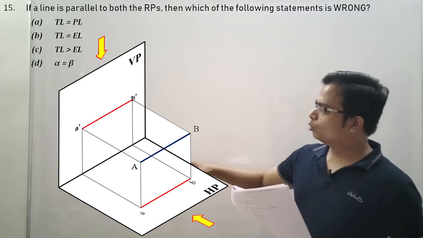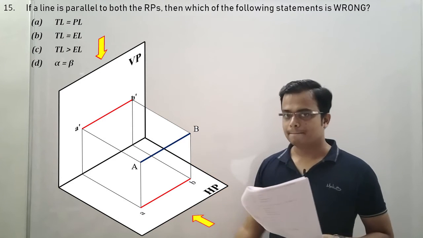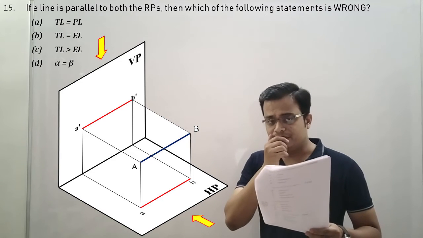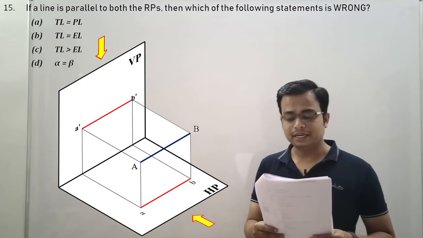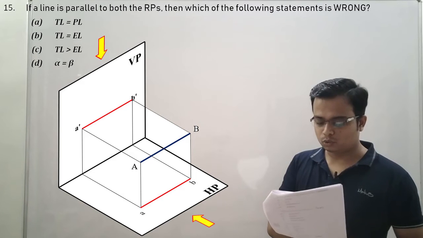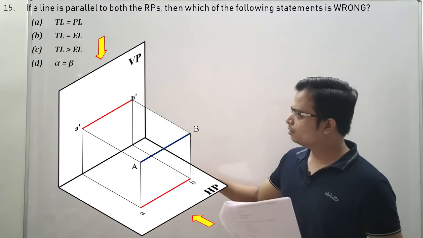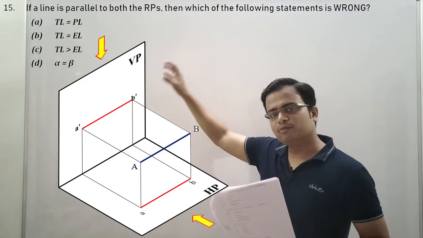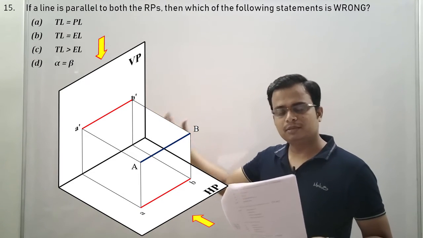So the line is parallel to both HP as well as VP. You can clearly see that. We need to work out which one of the options is incorrect. The first option says true length is equal to plan length. Yes. Whatever the true length is, that will be visible from the top. That is the top view, that is the plan length.